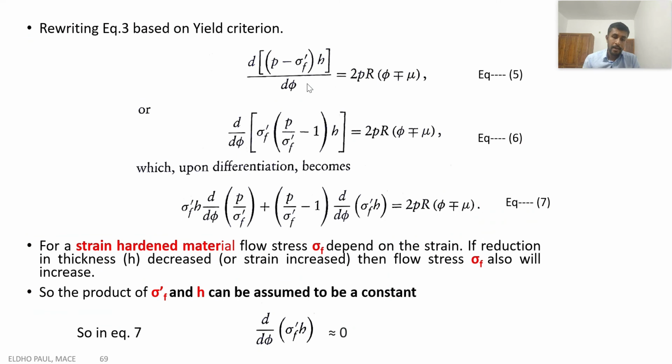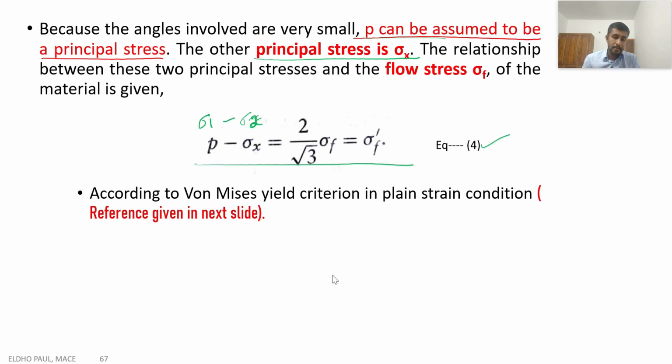So after that, we replace this sigma x. From this equation we got sigma x is equal to sigma dash f, that is the flow stress of the material. What is the flow stress of the material? It is the amount of stress required for the flow, or for the deformation, of the material at a particular strain. That is the flow stress of the material. So we got sigma dash f minus P, or we can say 2 by root 3 sigma f minus P.